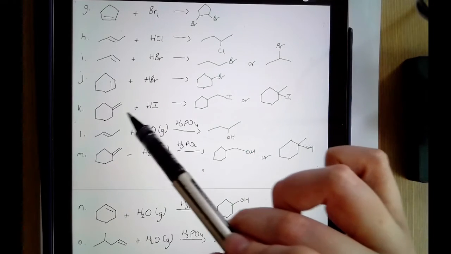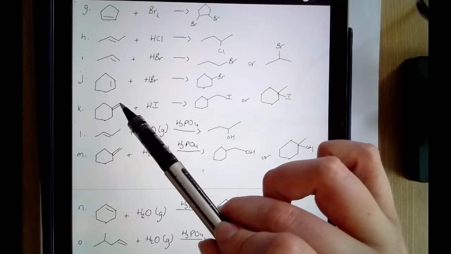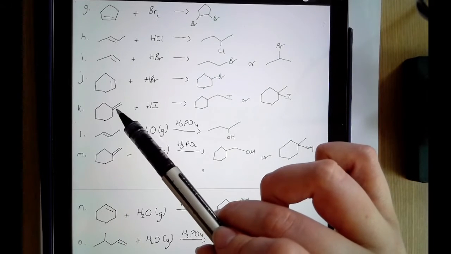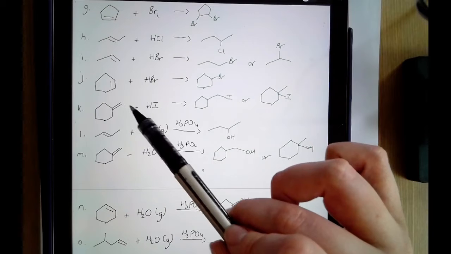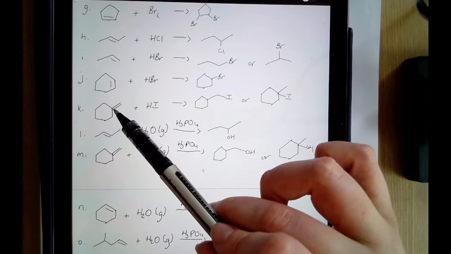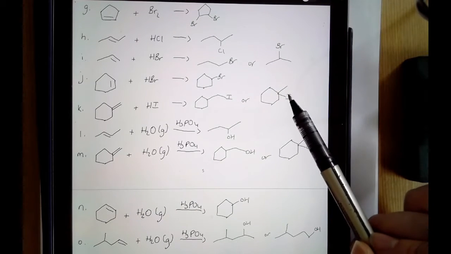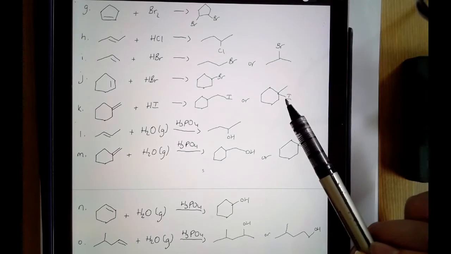You do have two different products. These two carbons of the double bond are not identical, so I can add the iodine to this carbon here at the end, or I can add the iodine directly onto the ring, so I end up with this. So just double check that you drew that one correctly.